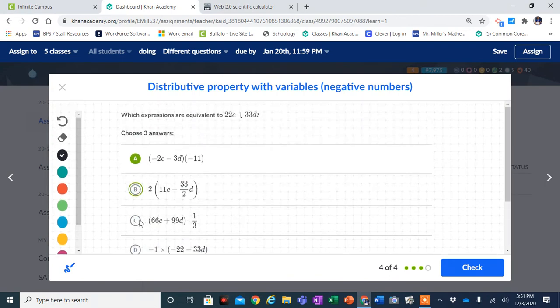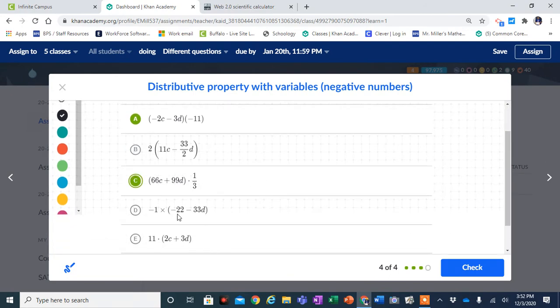So now we look at C. So everything here has to get multiplied by 1/3 or divided by 3. So 66 divided by 3 is 22, keep the C. 99 divided by 3 is 33, keep the D. So that's an answer.